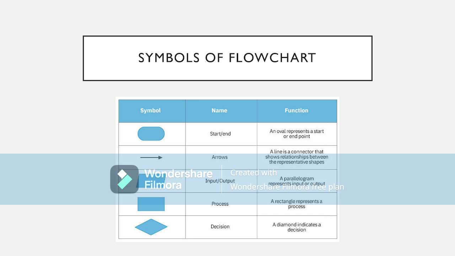Then we have the rectangle shape, which represents a process. It can have addition of two numbers, subtraction of two numbers, etc. Then we have the diamond. It indicates the decisions in the flowchart. It can have if statements, the cases, etc.